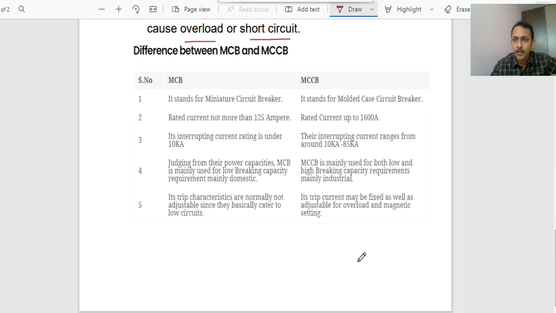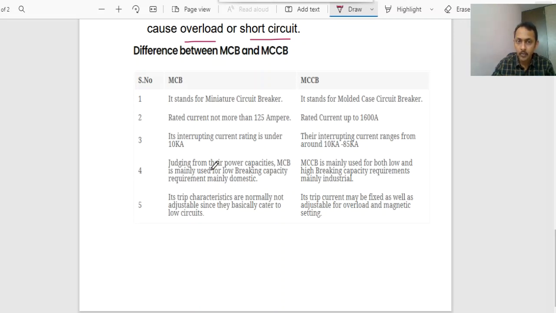Now if you observe the difference between the MCB and MCCB, MCB stands for miniature circuit breaker, MCCB stands for molded case circuit breaker. You can observe the difference in the current rating they can withstand. For example, if the rated current is not more than 125 amperes, then we choose the MCB, and if the rated current is up to 1600 amps, you can go for MCCB, right? Like this we can observe the differences between the MCB and MCCB, right?